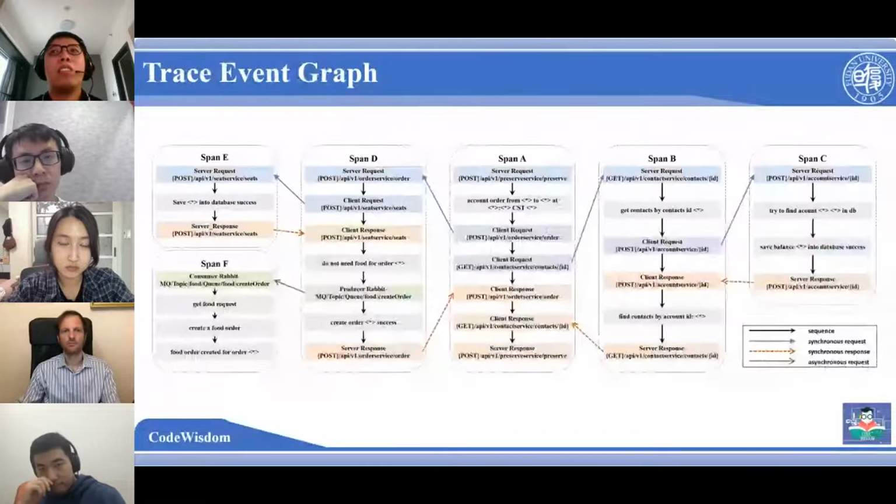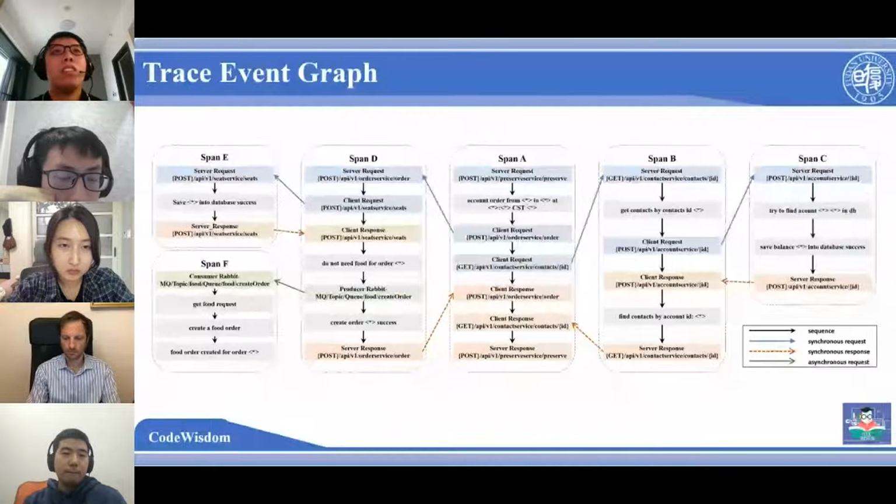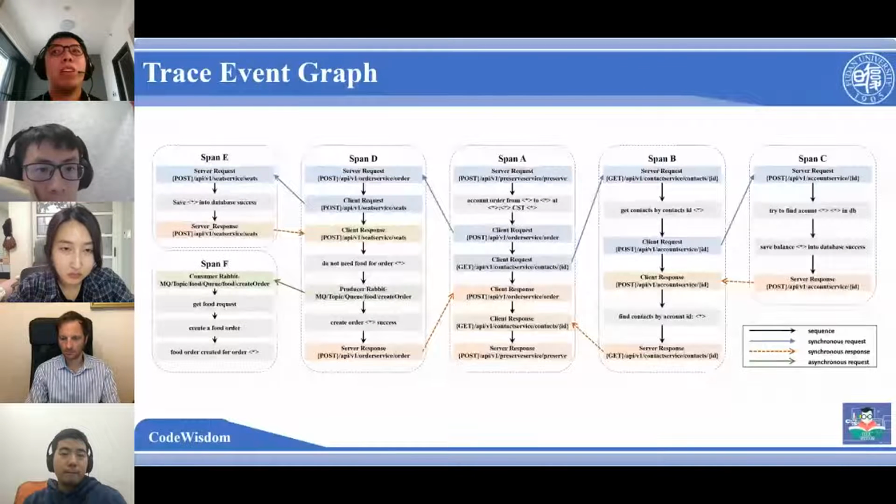And this slide shows an example of the trace event graph. We can see the log events and span events in the same span form a sequence by their timestamps. And the events of different spans are connected via the request or response relationships between the span events.